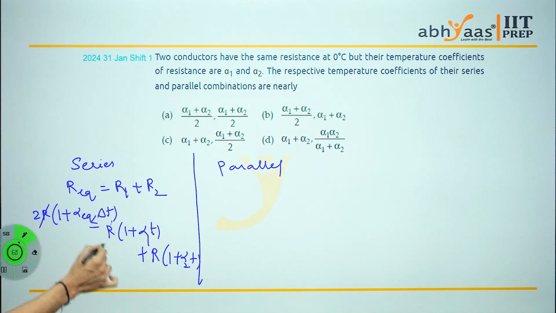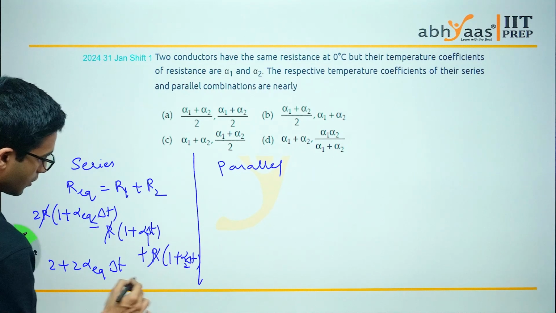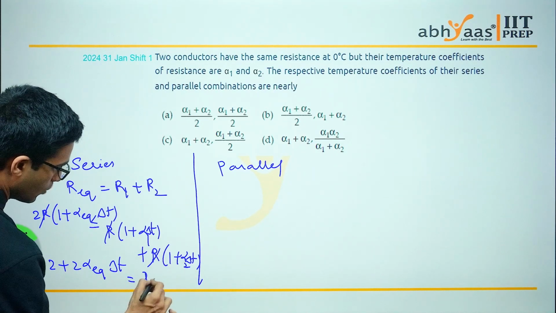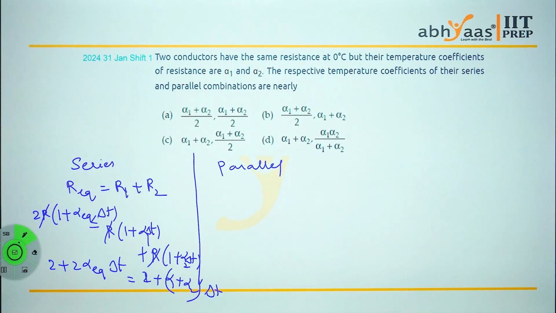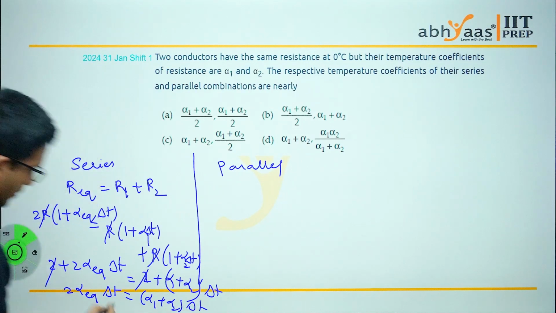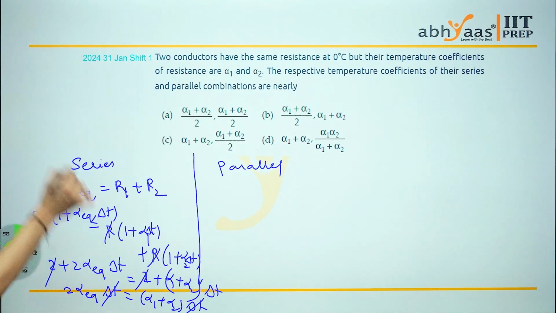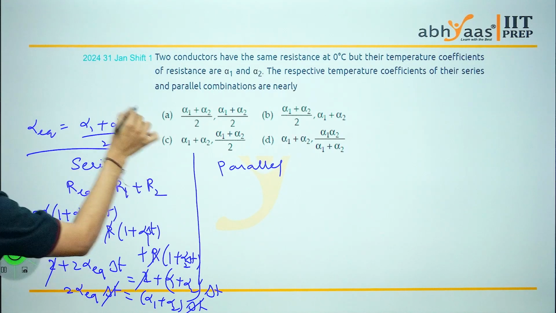So R gets cancelled on all sides. What happens? 2 plus 2 alpha equivalent delta T is equal to 2 plus alpha 1 plus alpha 2 into delta T, where delta T is the same everywhere. Then the 2 gets cancelled. After that, 2 alpha equivalent delta T is equal to alpha 1 plus alpha 2 delta T. Delta T gets cancelled. Alpha equivalent is equal to alpha 1 plus alpha 2 by 2. So this is the case in series.